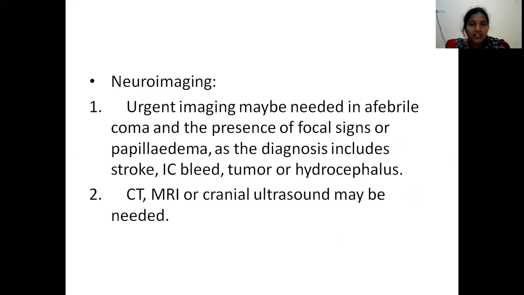So neuroimaging: urgent imaging may be needed in a febrile coma and in the presence of focal signs or papilledema, as the diagnosis includes stroke, IC bleed, tumor or hydrocephalus. CT, MRI or cranial ultrasound may be needed. In emergency cases, we usually go for CT scan, and in chronic cases, like to find out a specific lesion, we go for MRI.